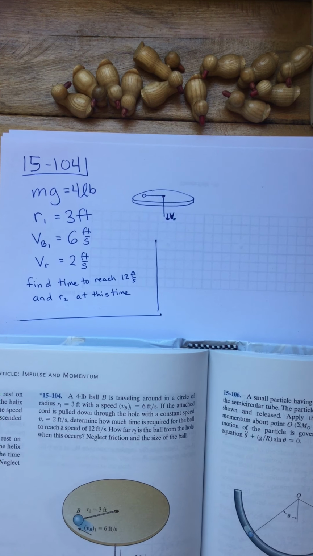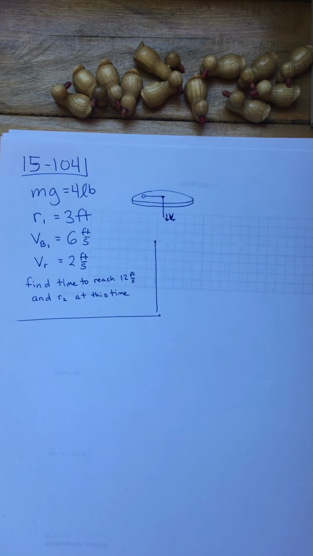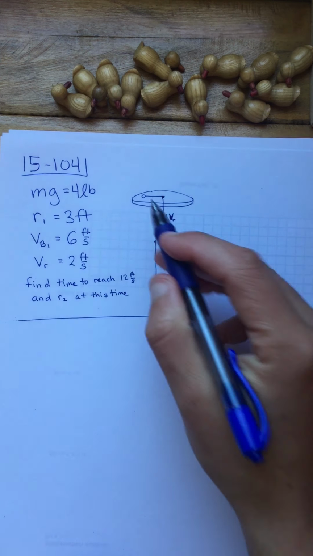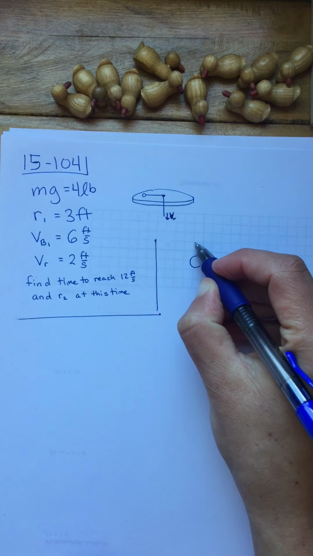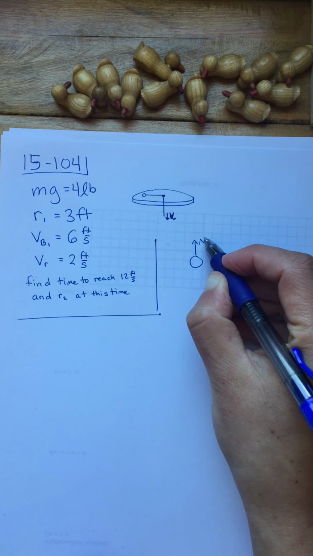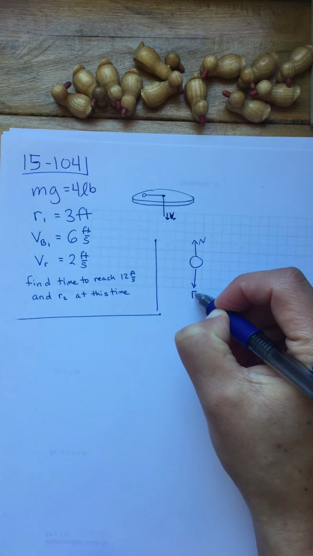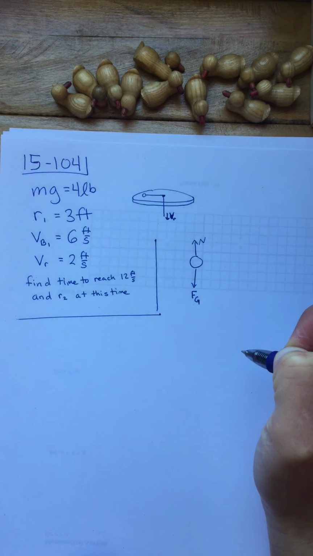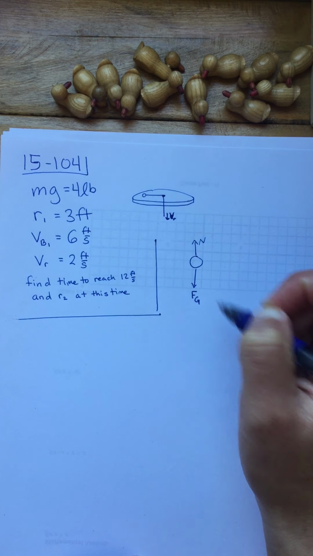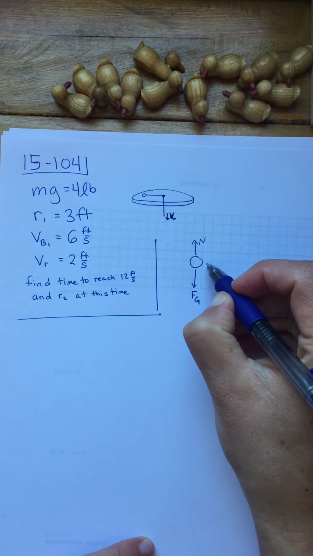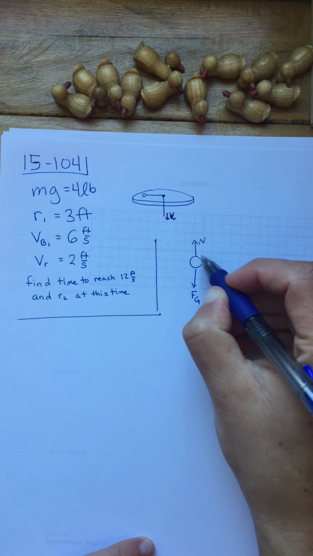So first, let's do a free body diagram for this situation. So we have our ball here, and we have the normal force acting upward. We have the force of gravity acting downwards. Let's call this the z direction. There's no acceleration in the z direction, and the ball is staying at the same height, so these forces must balance. So the net force in the z direction is equal to 0.